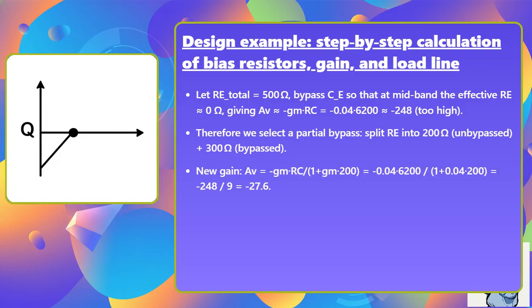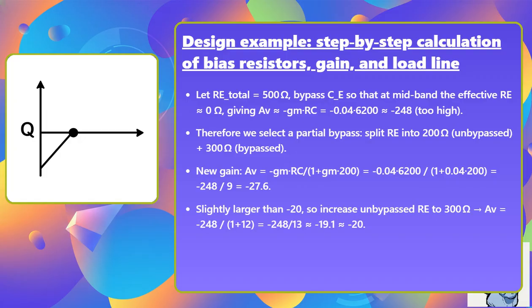New gain: Av = -gm × Rc / (1 + gm × 200) = -0.04 × 6,200 / (1 + 0.04 × 200) = -248 / 9 = -27.6. Slightly larger than -20, so increase unbypassed Re to 300 ohms, giving Av = -248 / (1 + 12) = -248 / 13 ≈ -19.1, approximately -20.